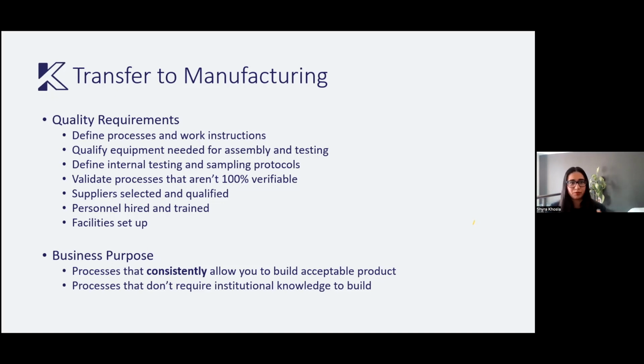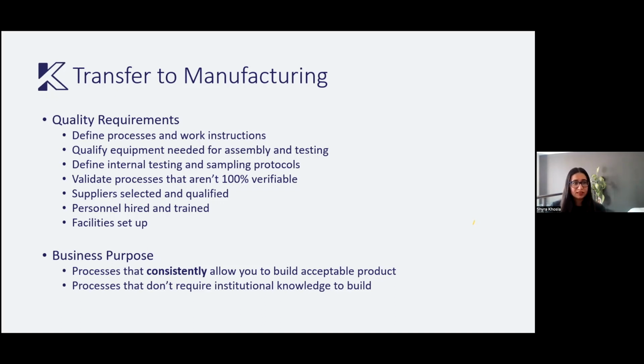But the business goal of a transfer to manufacturing and doing all of these things is to actually make sure that if we say we're going to build 50 products next quarter, then we can actually build 50 products next quarter. And so then sales can go and sell those 50 products. And as a whole, that makes our company work a lot better.